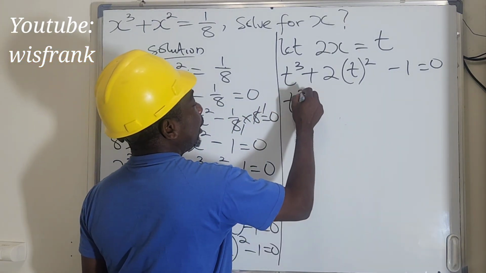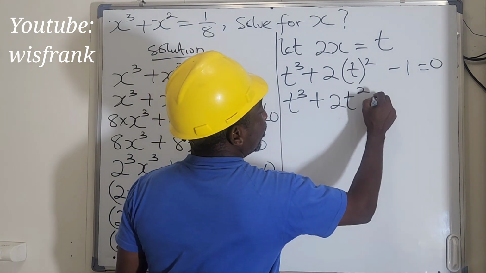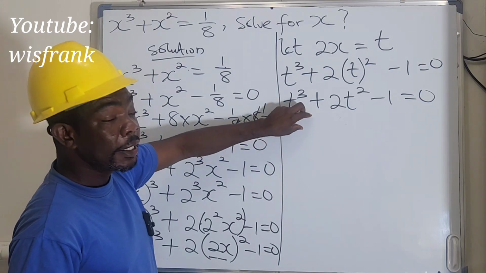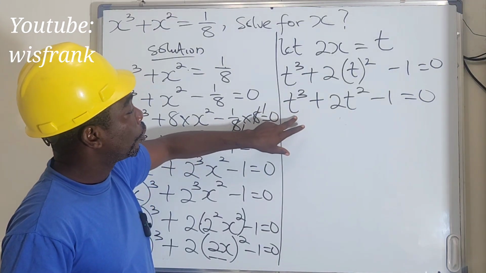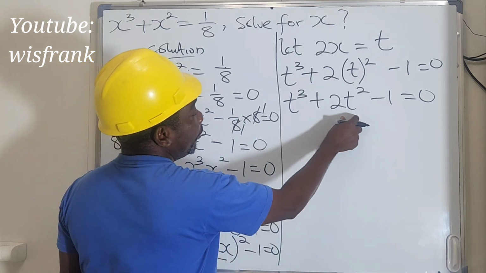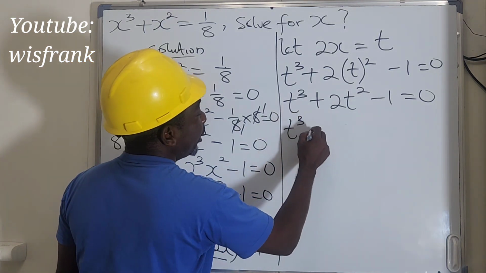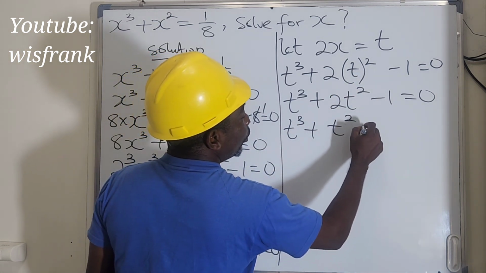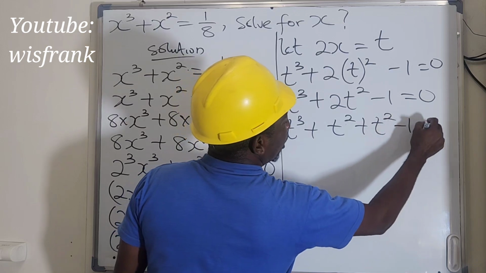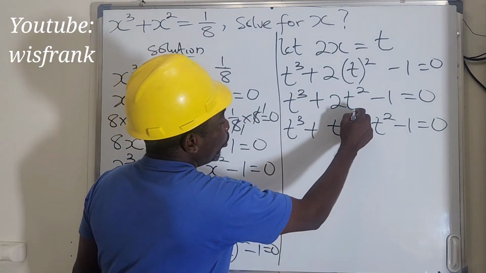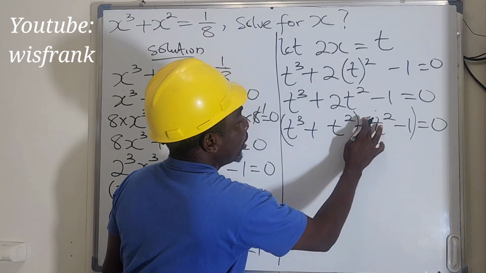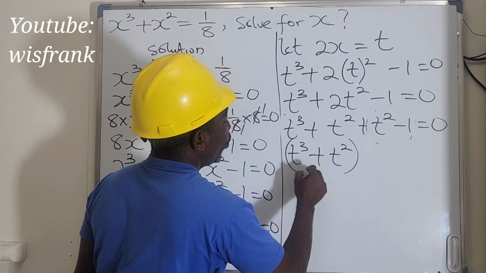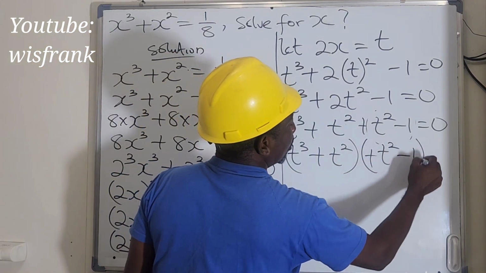So this will become t raised to the power of 3 plus 2t raised to the power of 2 minus 1 equals 0. In this case, we've seen that this still remains a cubic equation. What we are going to do now is simplify this. This will become t raised to the power of 3 plus, this 2t raised to the power of 2 is the same thing as t raised to the power of 2 plus t raised to the power of 2, minus 1 equals 0. Here we can group this into parentheses, or we simply do it this way. We write t raised to the power of 3 plus t raised to the power of 2, then we group it, plus t raised to the power of 2 minus 1 equals 0.